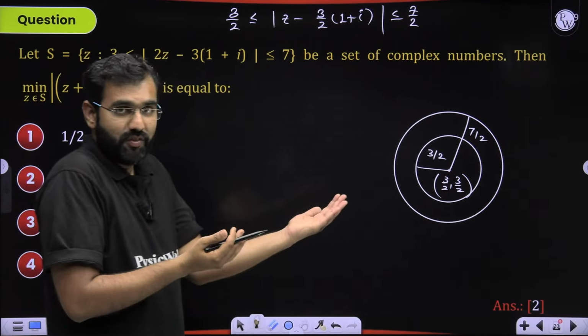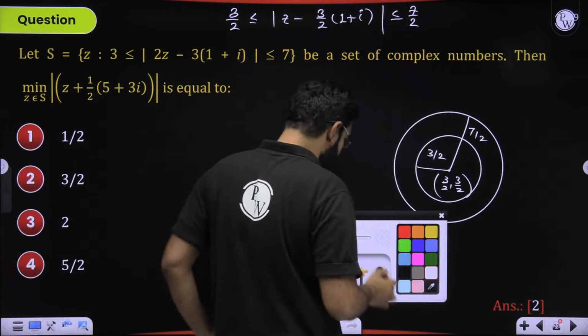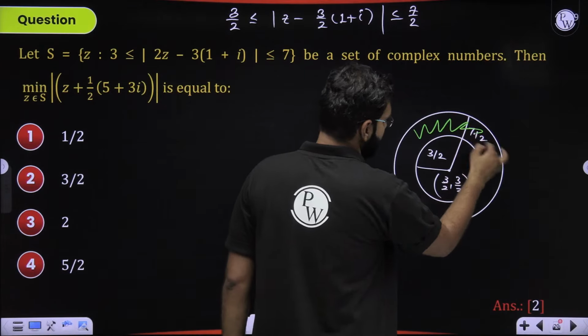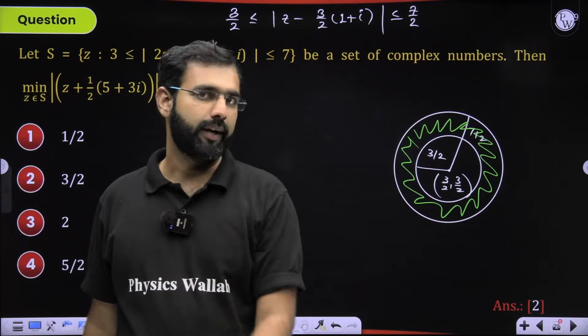So the region which is outside the inner circle and inside the outer circle, this annulus, is what they are interested in. This region they're interested in. So that is where your z lies. Everybody got that? Can I move ahead from here?